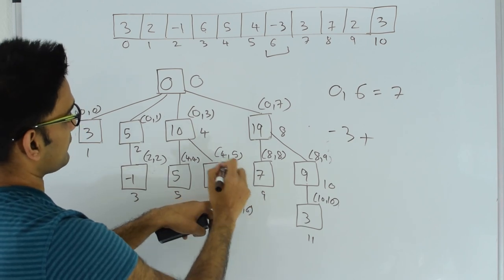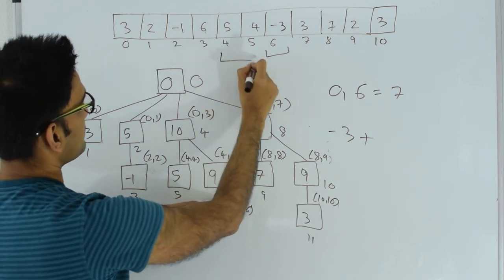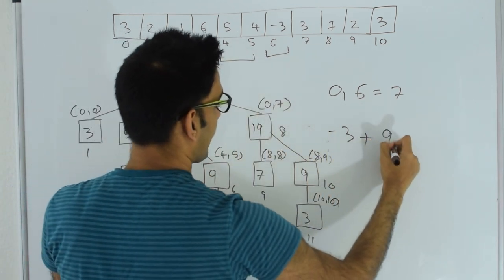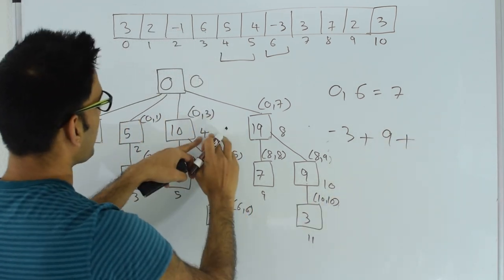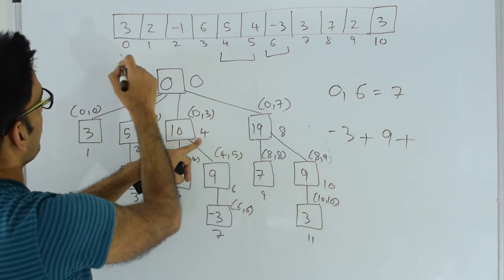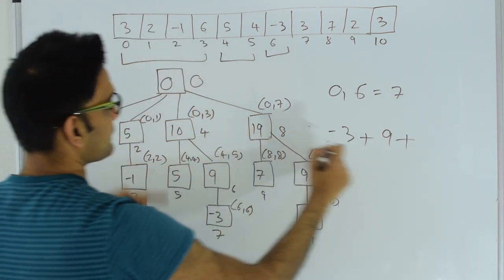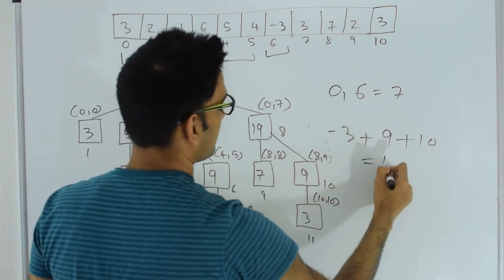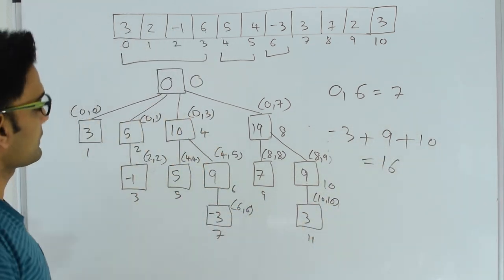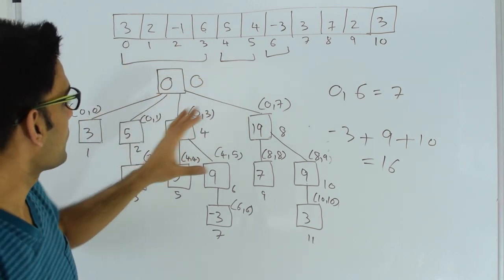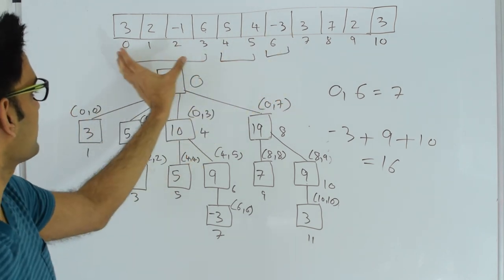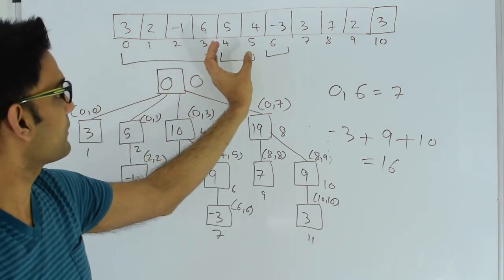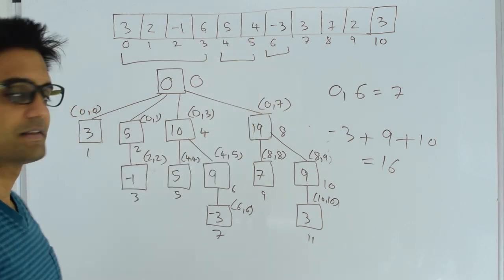And 6 is storing the sum of 4,5. So this is coming from here, and this is 9. Then I go to its parent, 4. And 4 is storing the sum of 0 to 3, and that's 10. So this value here is 16. So this is how we get the sum of 0 to 6: by getting the sum of 0 to 3, getting the sum of 4 to 5, and getting the sum of 6.